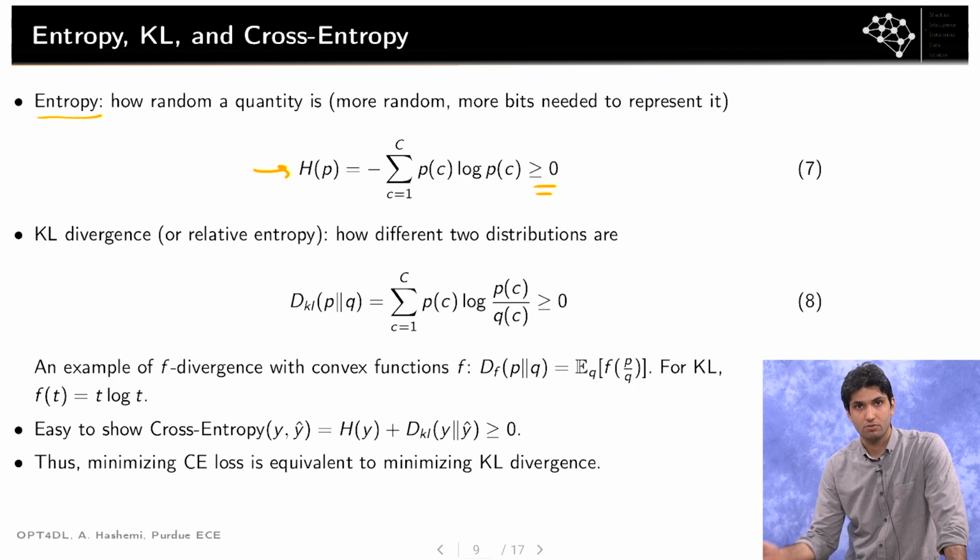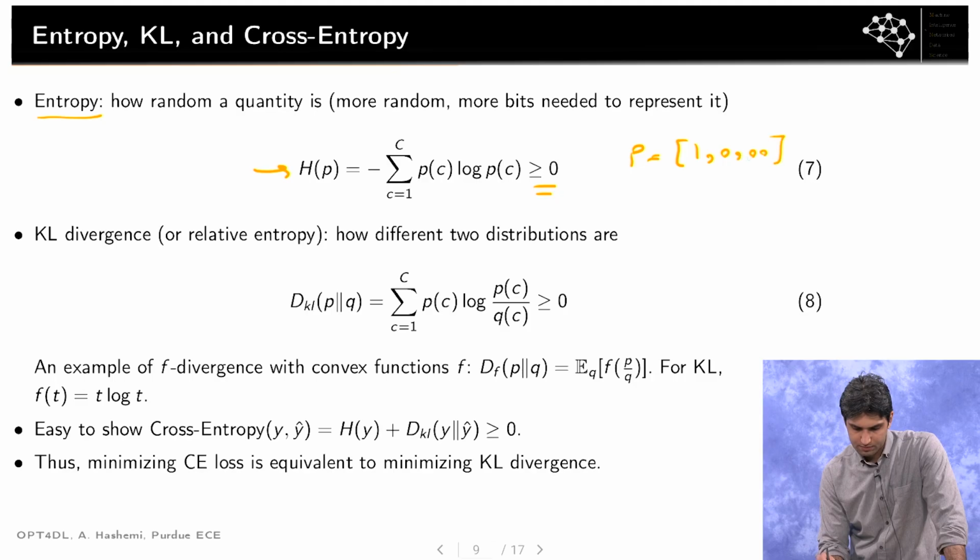So the more random this variable is, the higher the entropy, and the more deterministic it is, the smaller the entropy, such that when P is basically 1 in one entry and 0 elsewhere, entropy is exactly equal to 0.